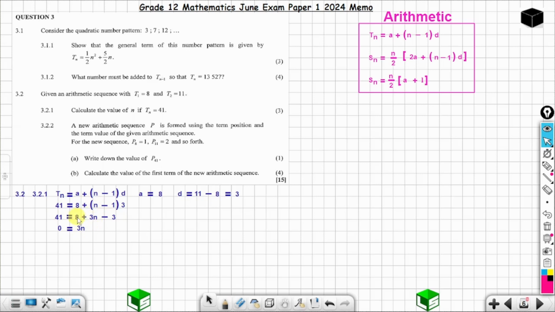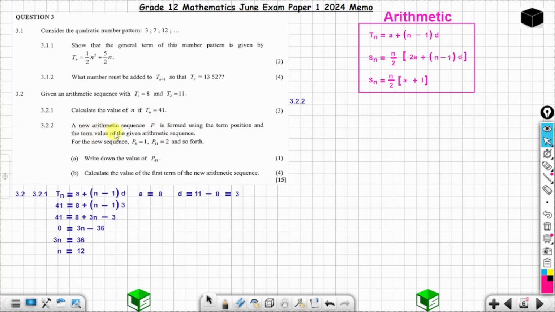You have 8 minus 3, which is 5. 5 minus 41 is minus 36. You're going to have 3n is equal to 36. N is equal to 12. So T12 is equal to 41. Now question 3.2.2. A new arithmetic sequence P.